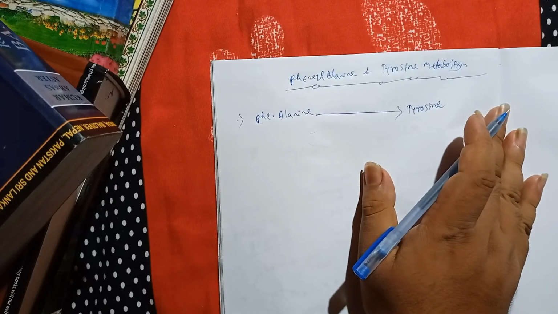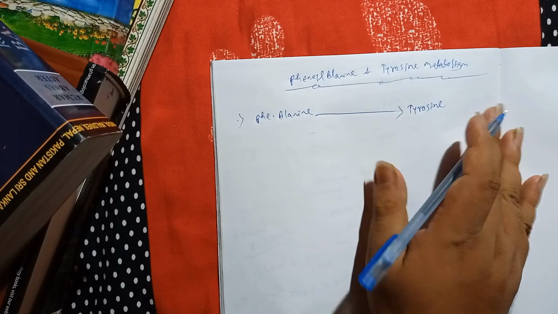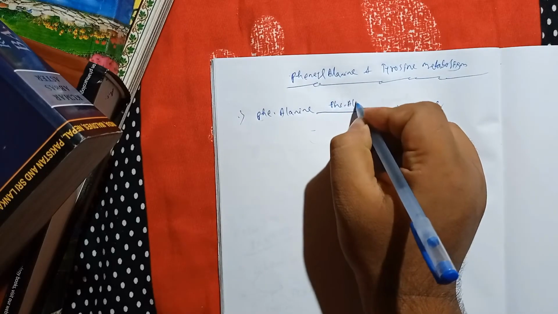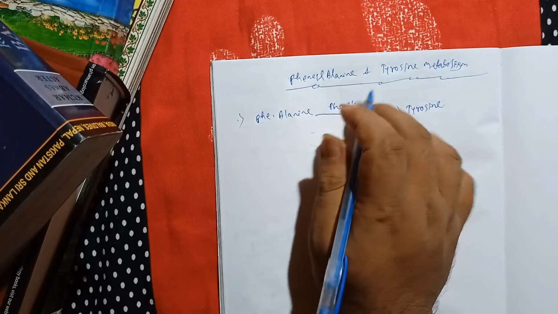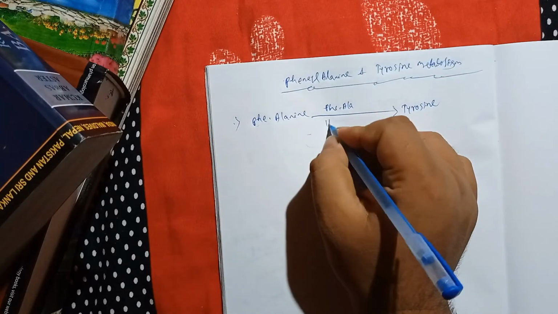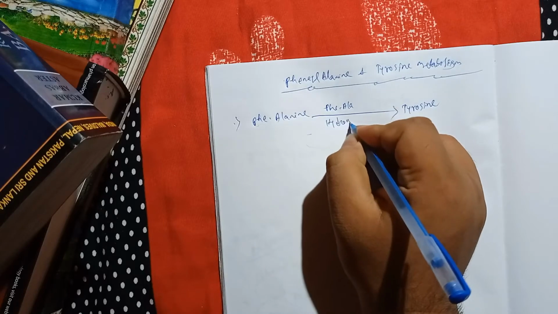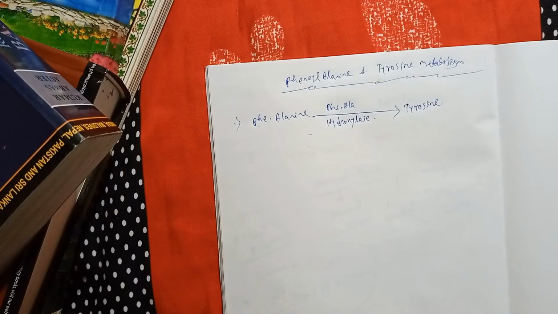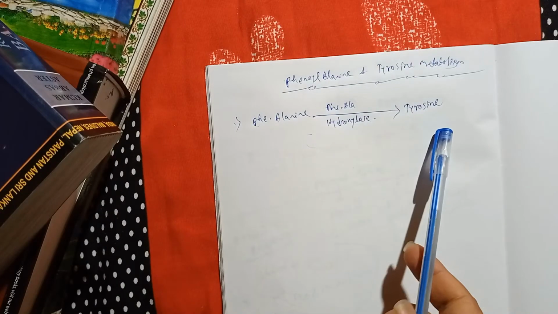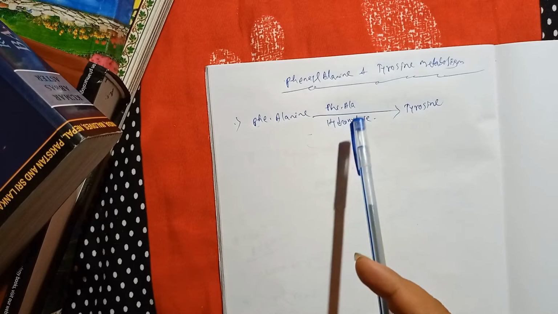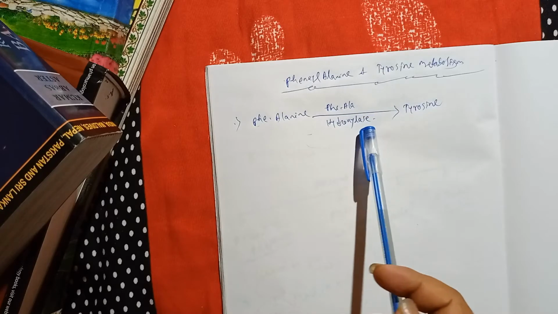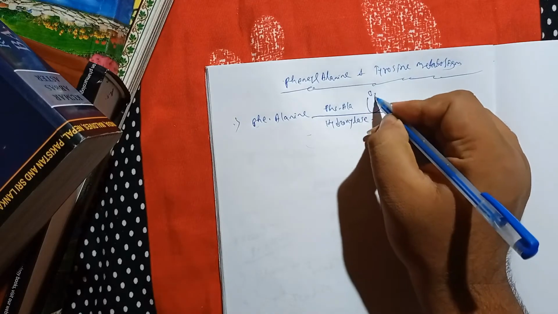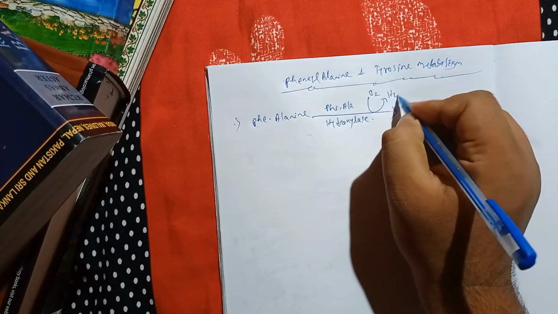This happens by the action of the enzyme phenylalanine hydroxylase, guys. So phenylalanine will get converted into tyrosine by the action of the enzyme phenylalanine hydroxylase here. And whenever the reaction happens, the oxygen will get converted into water molecules.